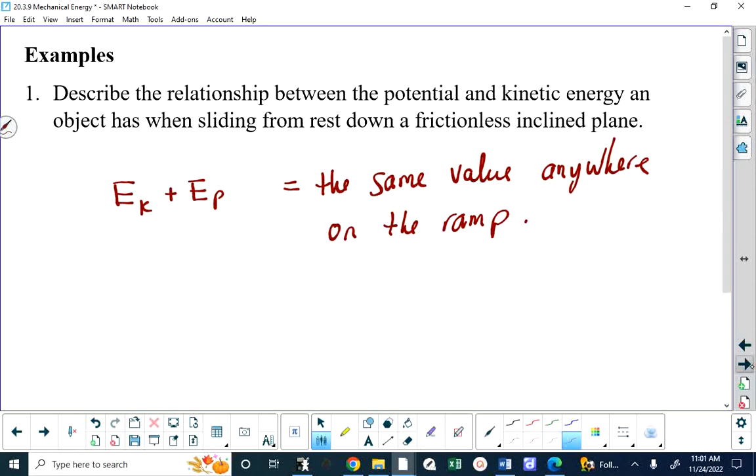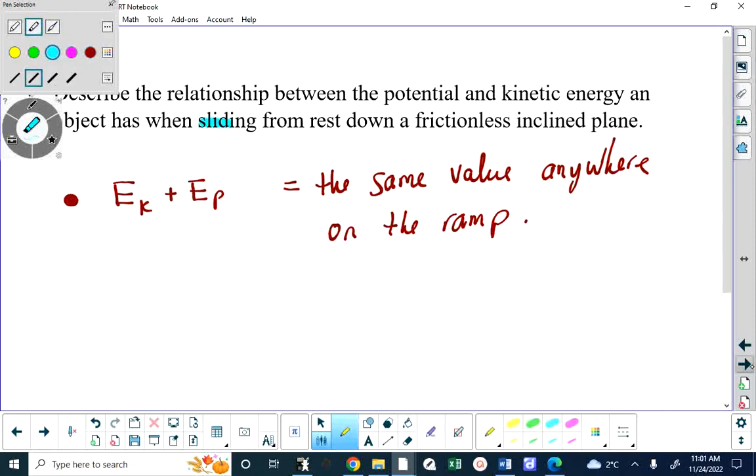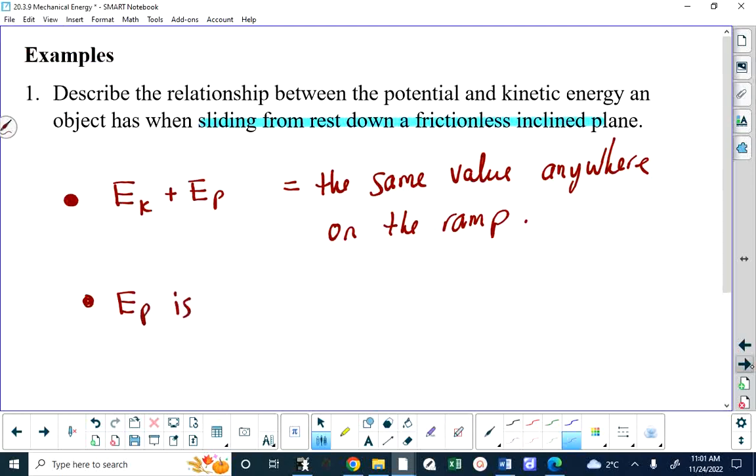Another thing we could say is, don't forget, this is saying as the object is sliding from rest down the plane, EP is converted to EK. And I want you to try to understand that it's not just that something magical happens, that there's potential energy at the top, and then when it gets to the bottom, all of that potential energy suddenly turns to kinetic.